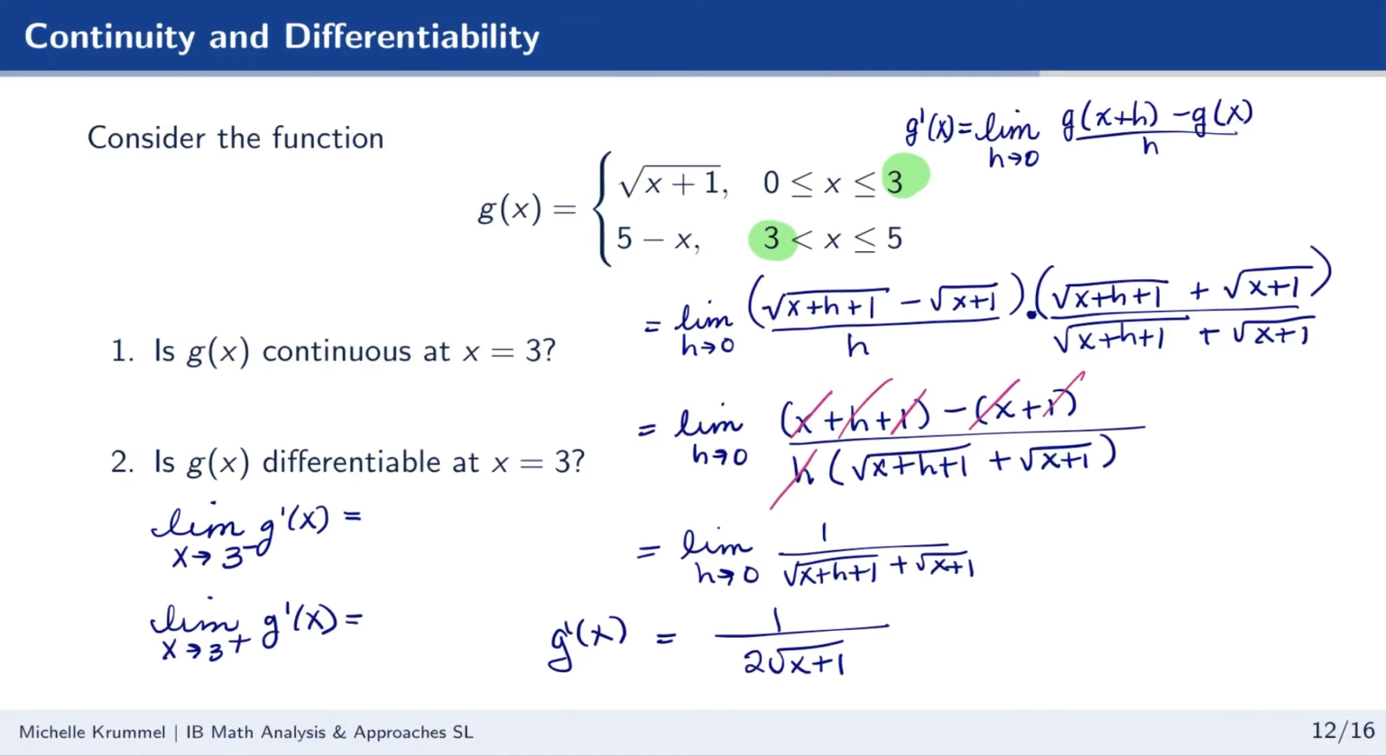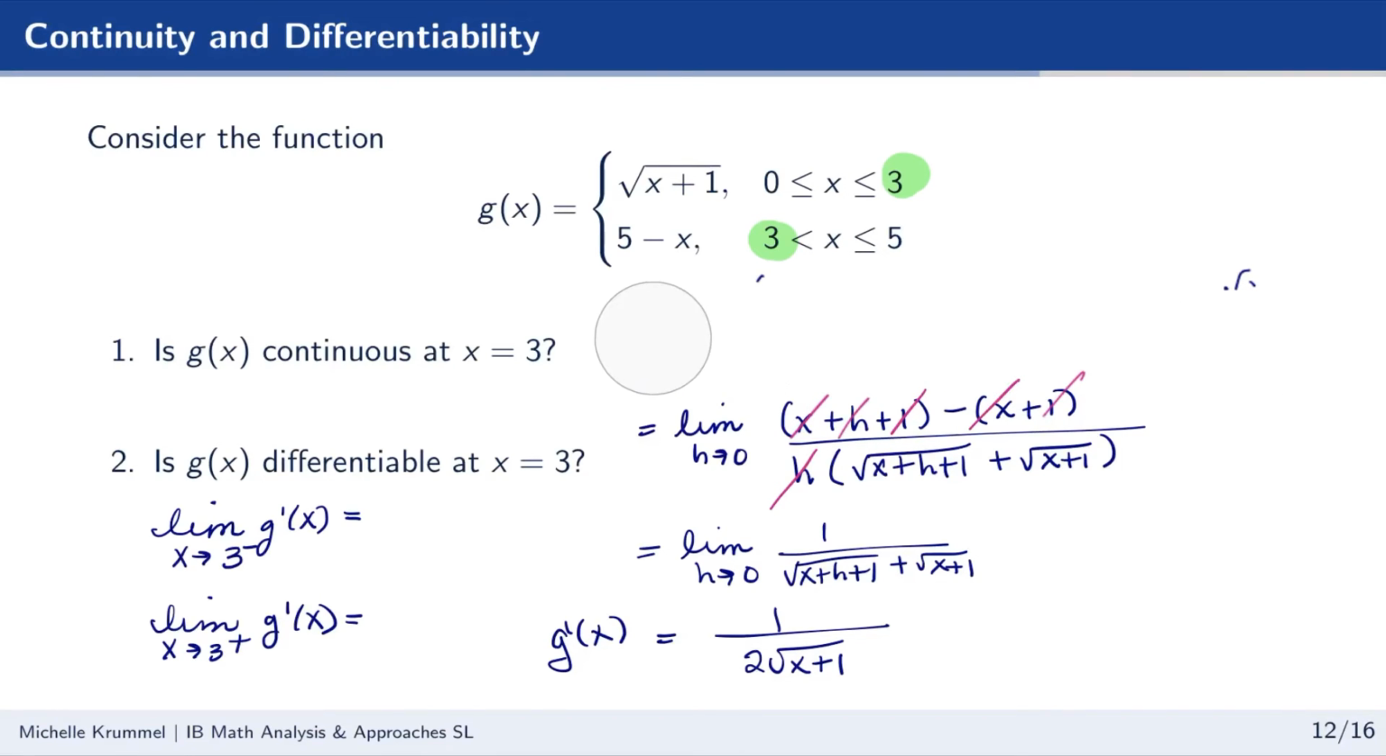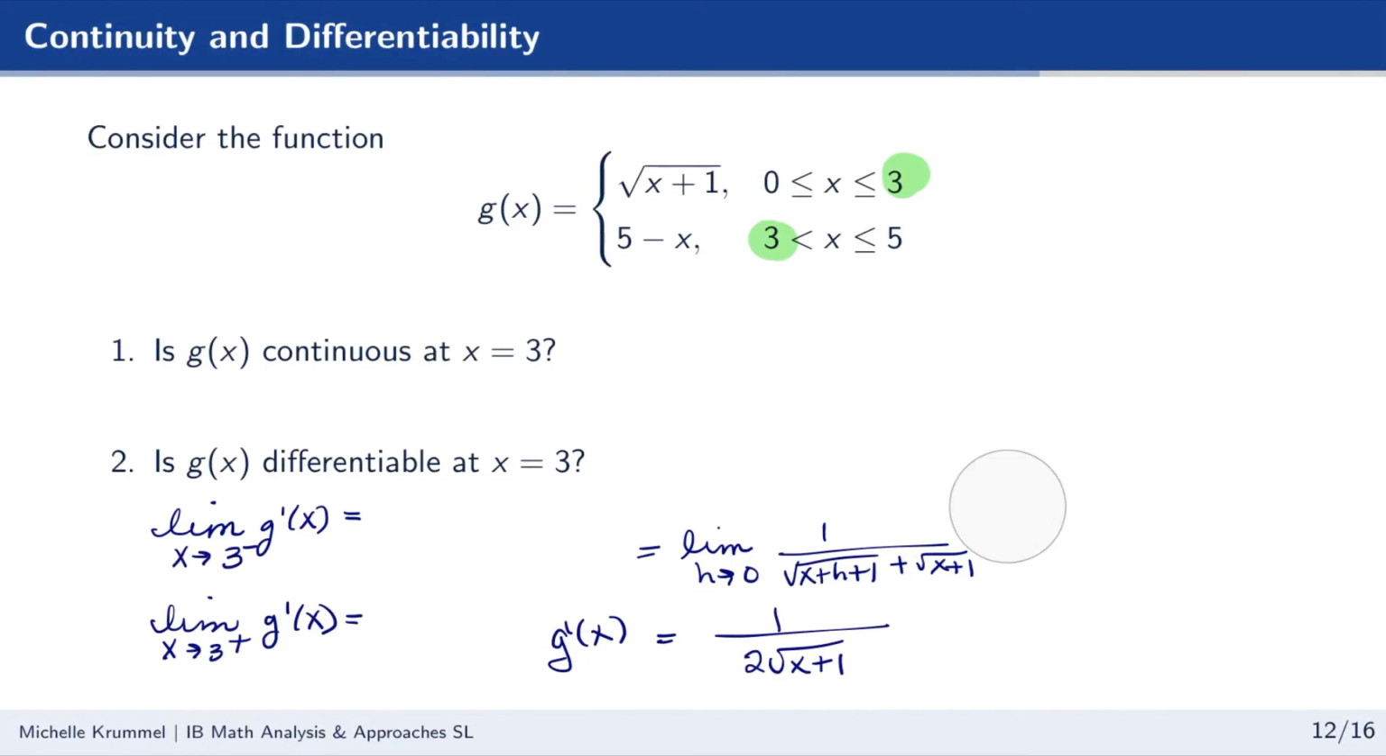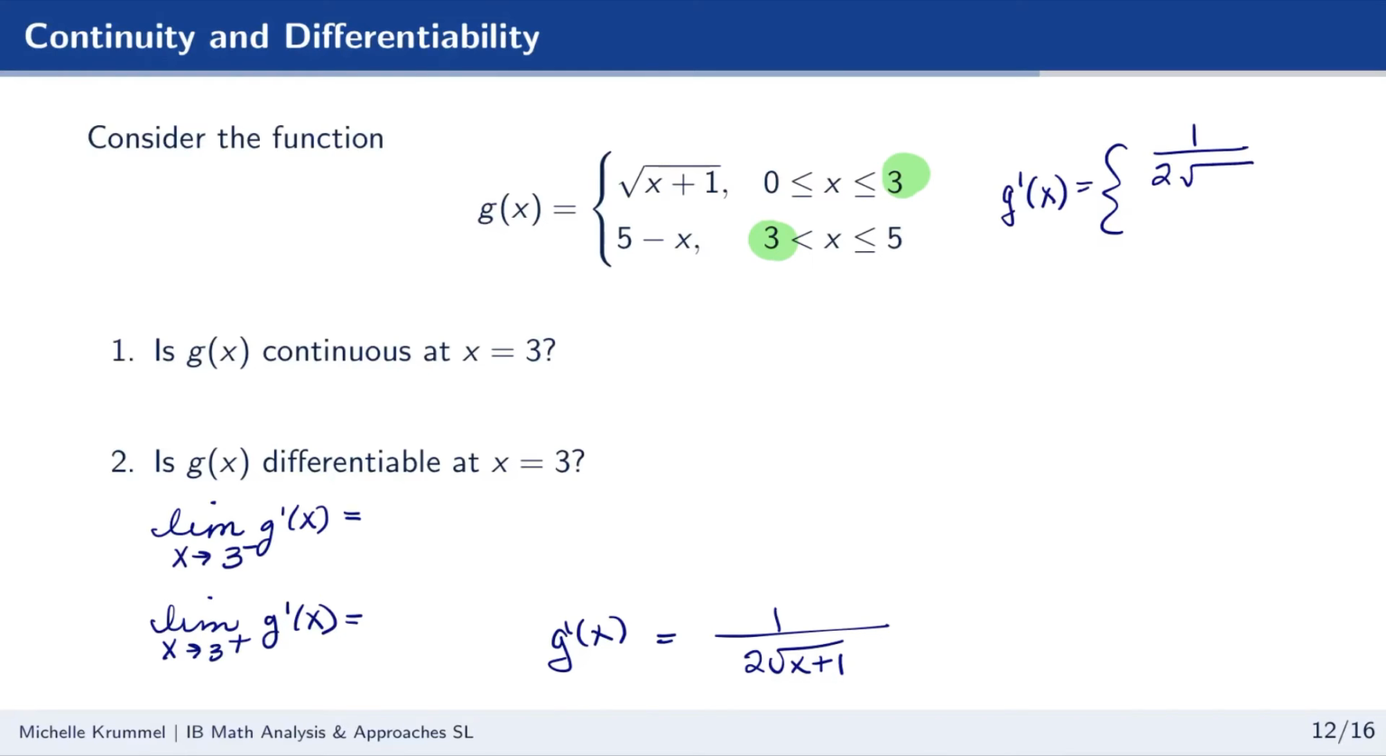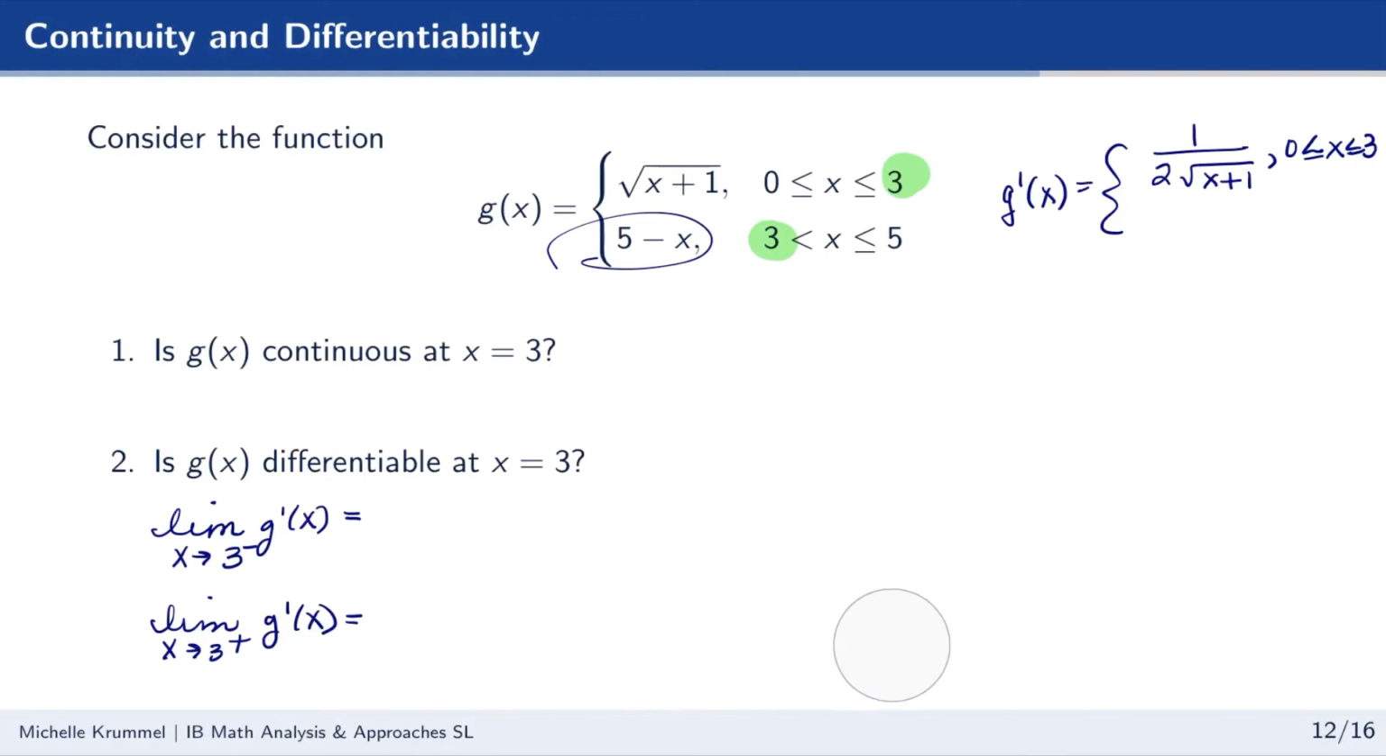So I'm going to erase this work so I have some space again to write my g prime of x equation. 1 over 2 square root x plus 1 from 0 to 3. Now the next one is going to be a lot easier to figure out because it's a linear function, and we know how to find the slope of a linear function just by looking at the equation. It's -1.